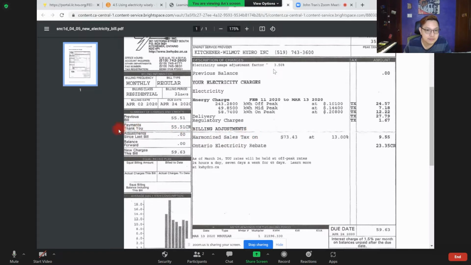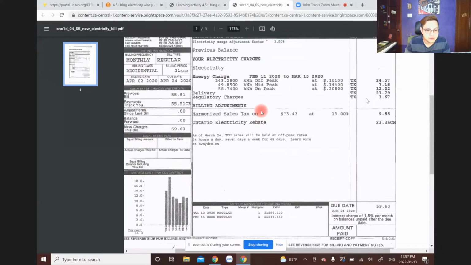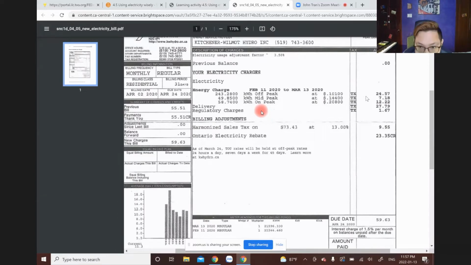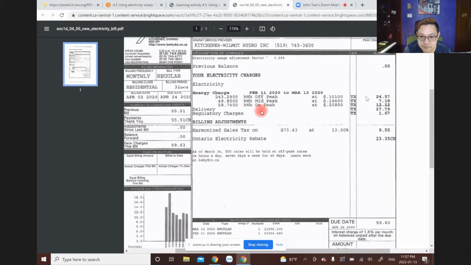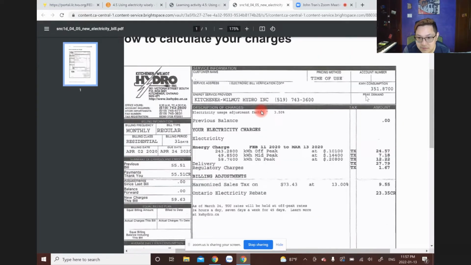Billing adjustment. Okay, Ontario electricity rebate. You know what a rebate is, right? Rebate means the amount of money they will pay back, give you back. Then sales tax. You have to face this thing soon, and then you have a due date. There's a due date that people have to pay. Otherwise, there will be power cut off, and you have to pay a fine so that they will restore electricity to your place.